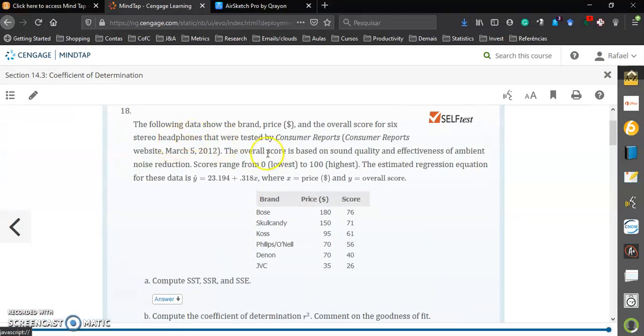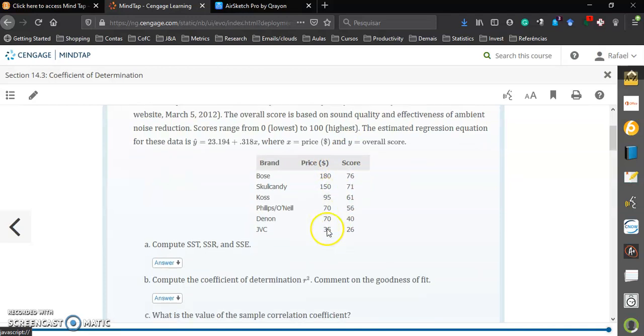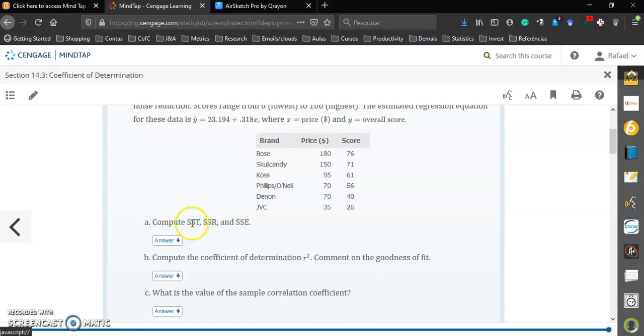So we have the following data that shows the brand, price and score. So I believe that score is the dependent variable and the price is the independent variable. It is asking you to compute the sum of square total, sum of square regression, and sum of square error. We are not going to work on that. And let's compute the coefficient of determination. Once you figure out how much the sum of square total and the sum of square regression are, you can compute the coefficient of determination.